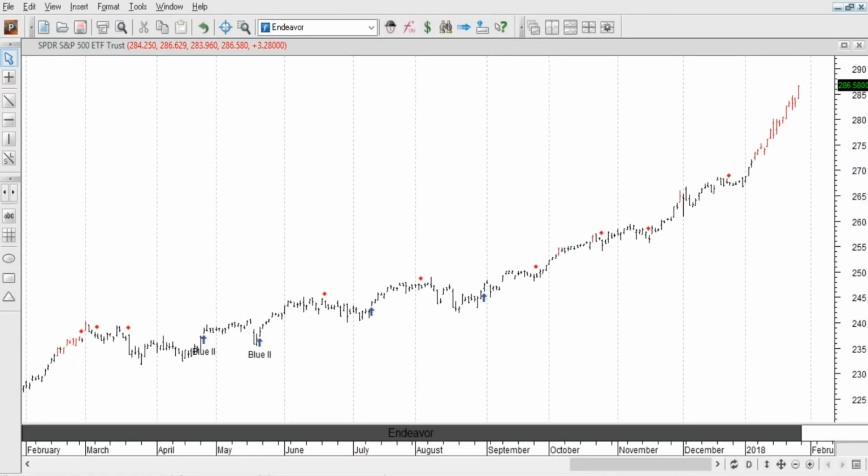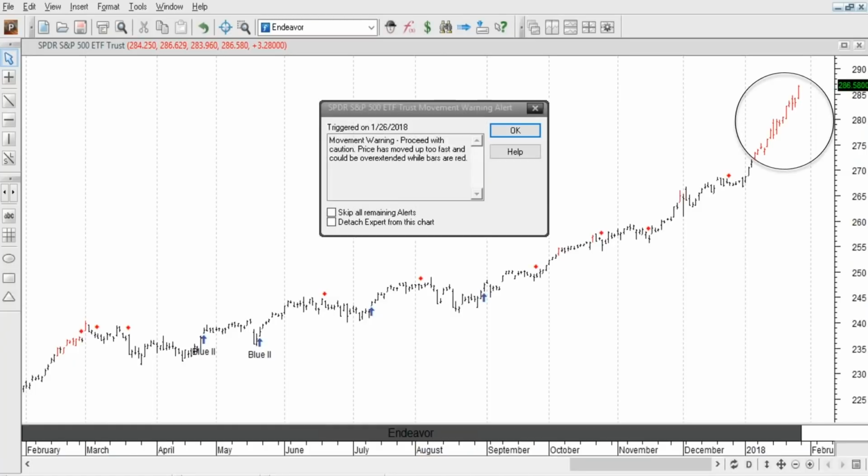You can see that we start getting red bars during our upward trend. So, okay, what do the red bars mean? Well, every day that a bar comes up red, we also get what we call a movement warning, telling us to proceed with caution. Price has moved up too fast and could be overextended while the bars are red.